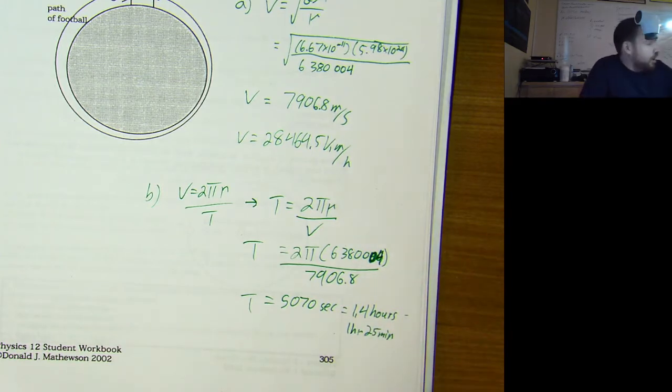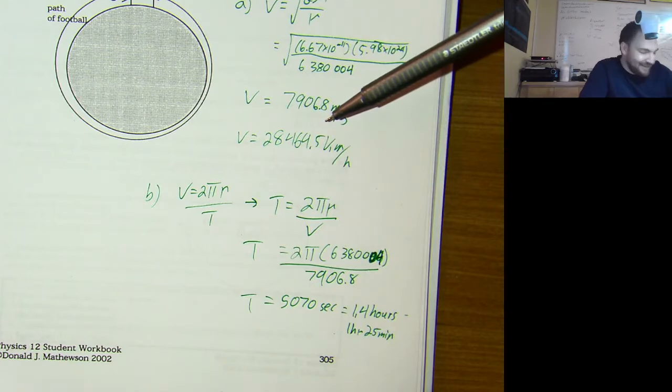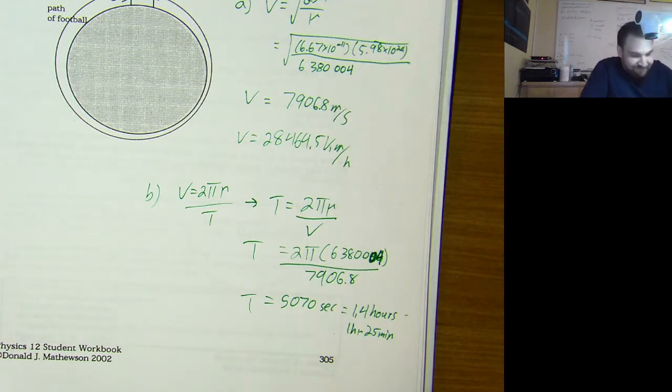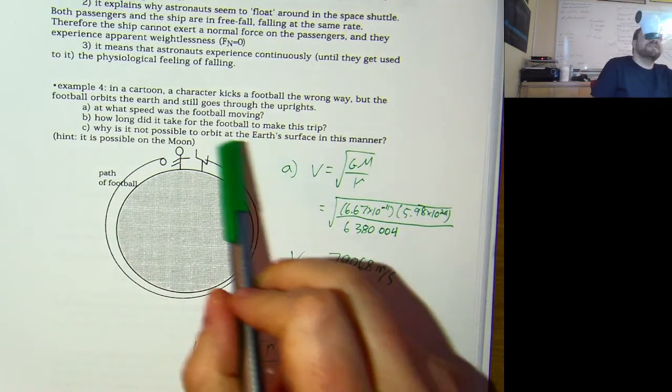So that cartoon just got a lot longer. Game's over. If you do this on the opening play, half hour after time expires, it comes through the uprights at 20 times the speed of sound. Obviously this isn't going to work because there are objects in the way. It's also the other reason it's not possible to orbit the Earth's surface in this manner.